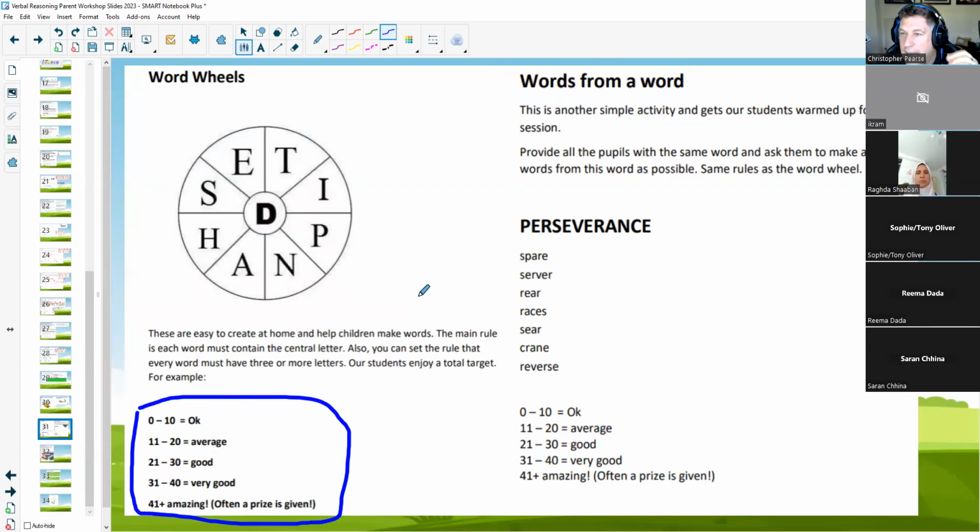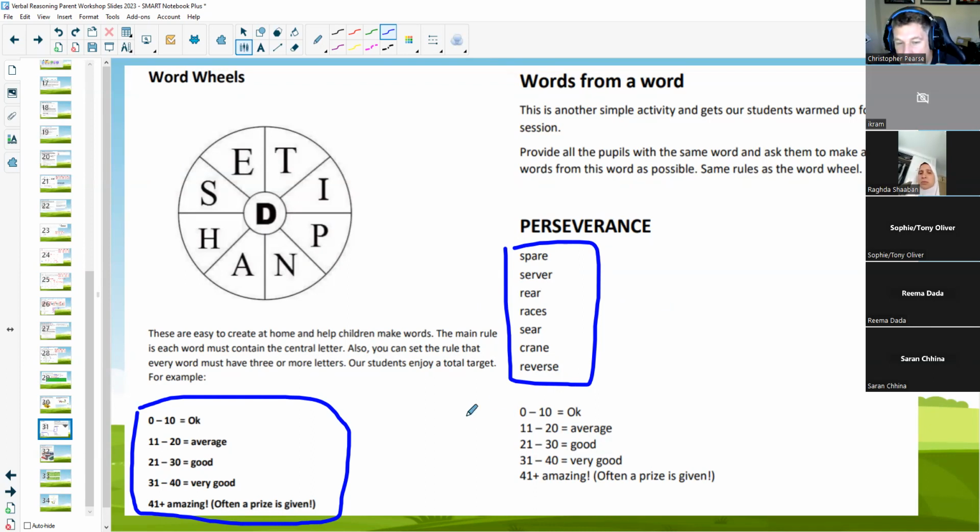And it is whether you can discover that 9-letter word. So word wheels, very similar game. Words from a word. So perseverance, how many words could you make from perseverance? And you can see there, look, lots of words that have been made. Again, these are things that you've probably thought of before, but very simple.